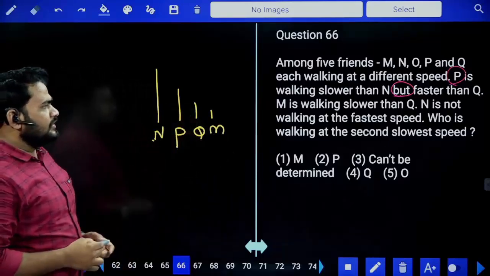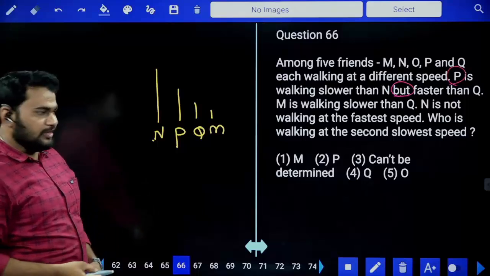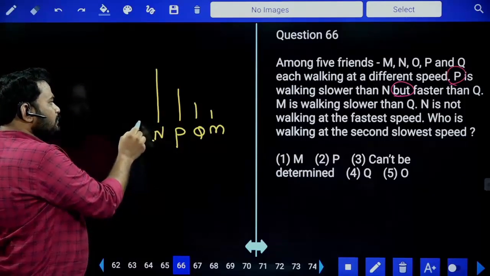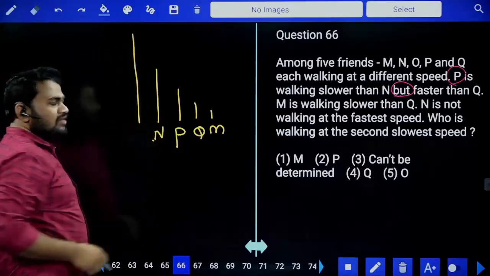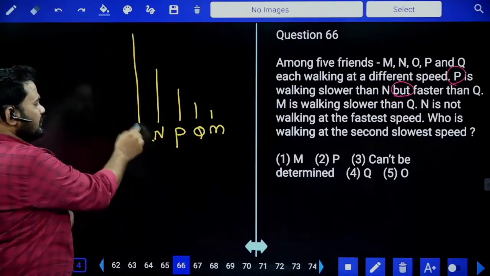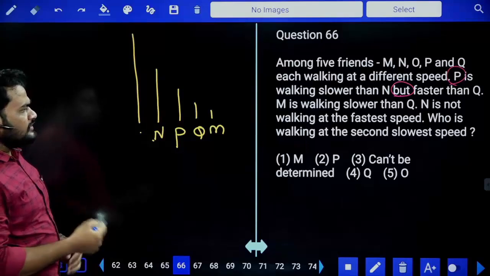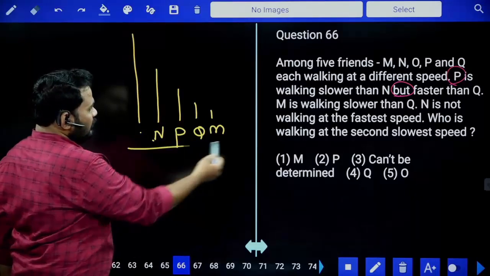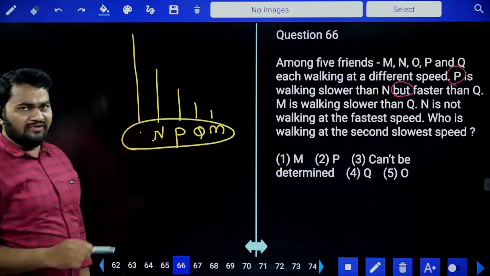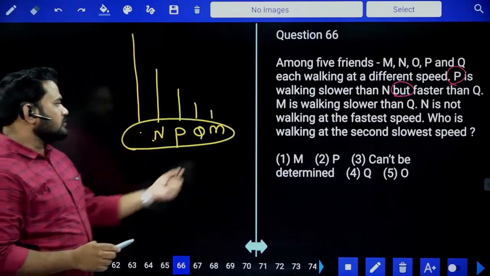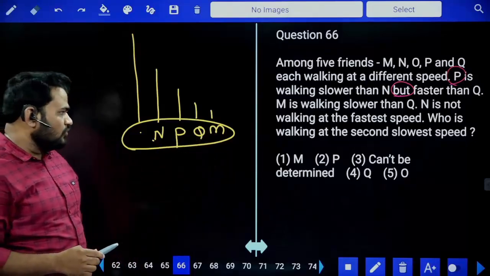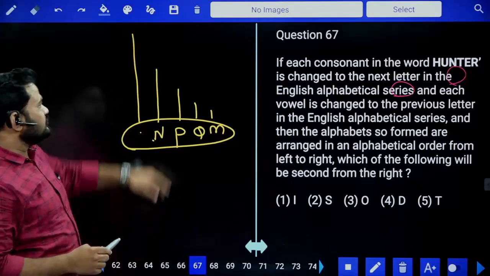N is not walking at the fastest speed. As N is not walking at the fastest speed, before N there will already be a person who is faster than N. Then who is walking at the second slowest? As we have only 5 persons, we are completed with 5 positions. First slowest is M, second slowest is Q, that is option number 4. Next, 67.